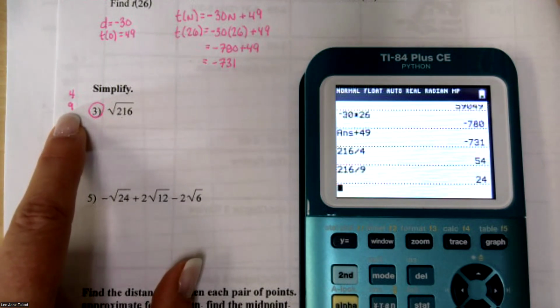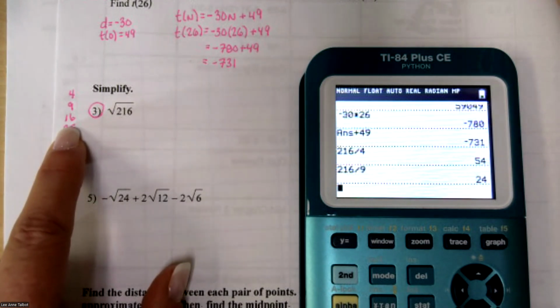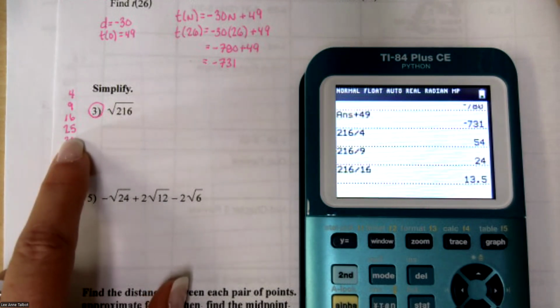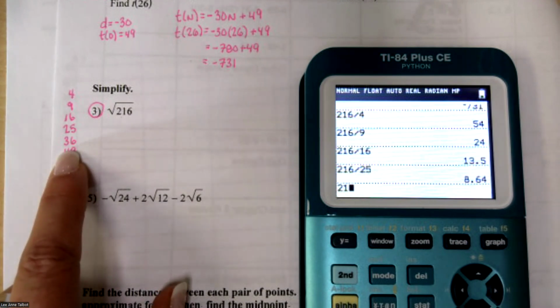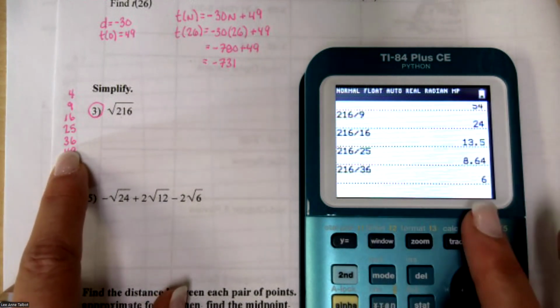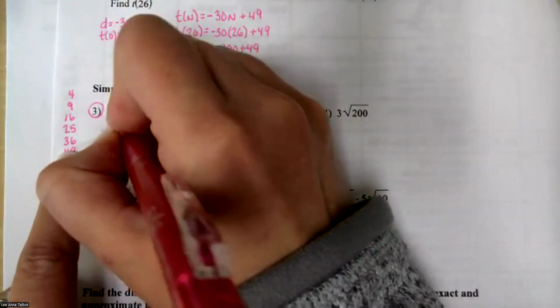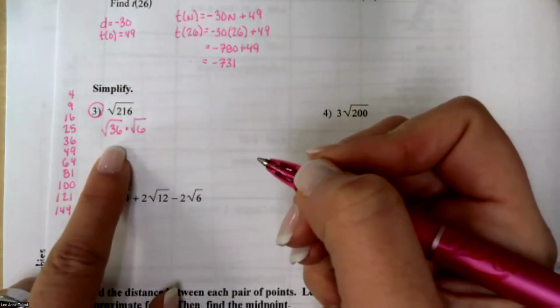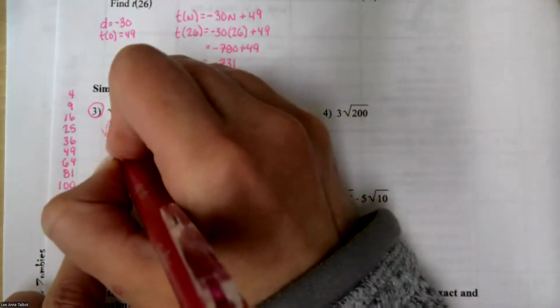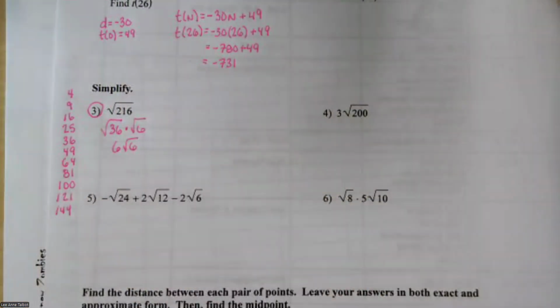216 divided by 9. Ooh. 216 divided by 16. 216 divided by 25. 216 divided by 36. Ah, there it is. 36 and 6. Square root of 36 is 6, so final answer 6 root 6.